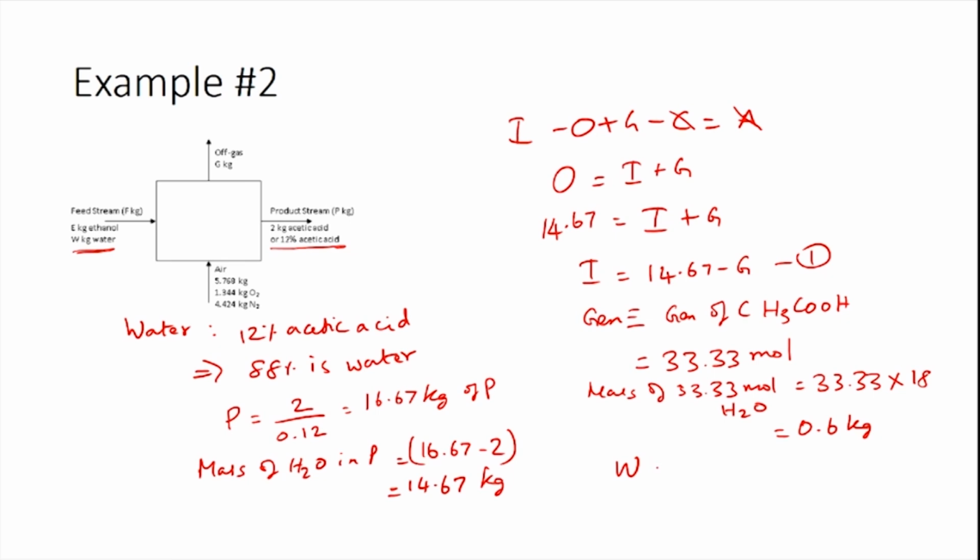the mass of water which is fed, W, is equal to 14.67 minus 0.6, giving you 14.07 kilograms. So, we need to feed at least 14.07 kilograms of water to ensure that the product is diluted to have 12% acetic acid.